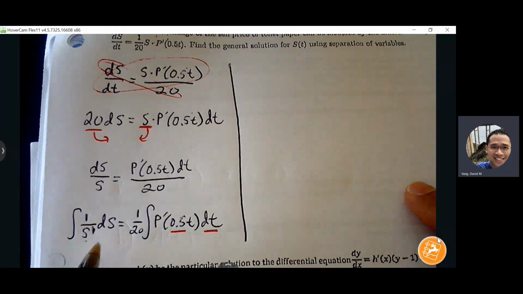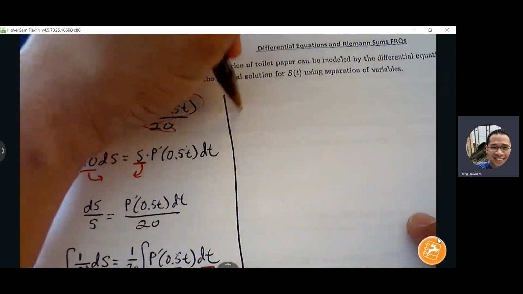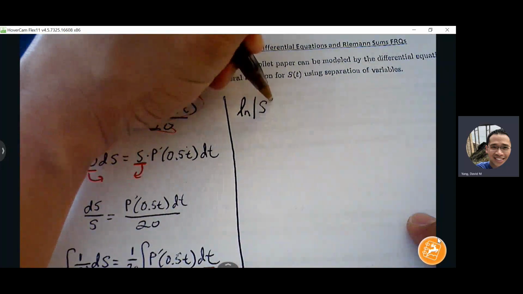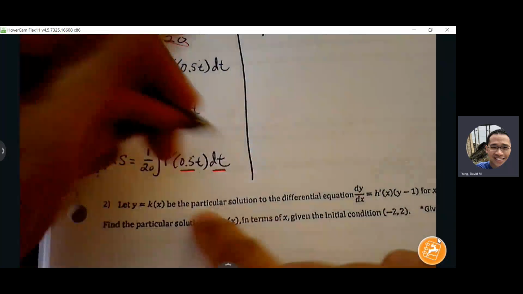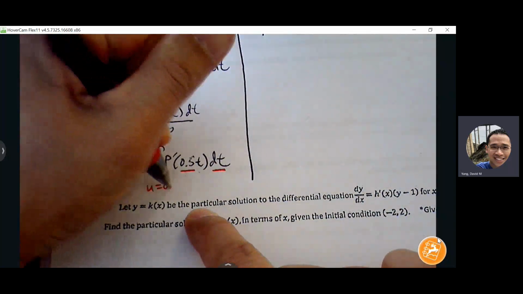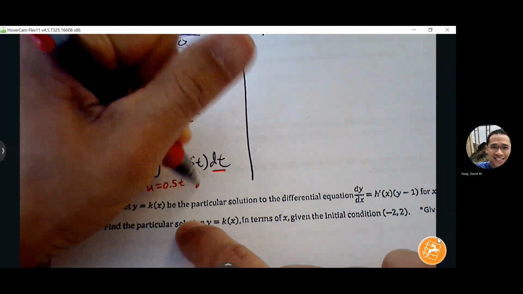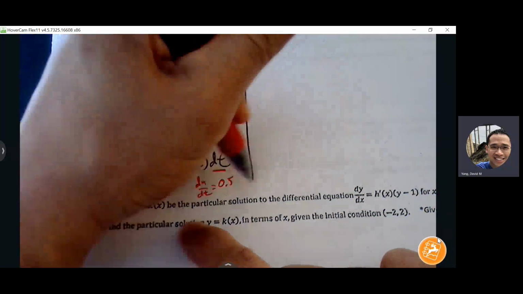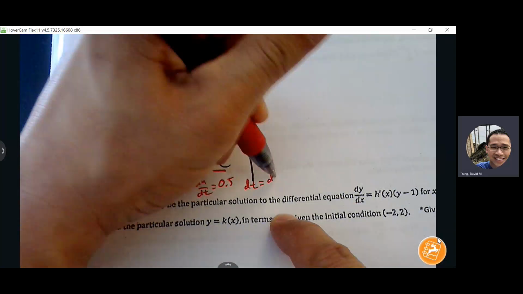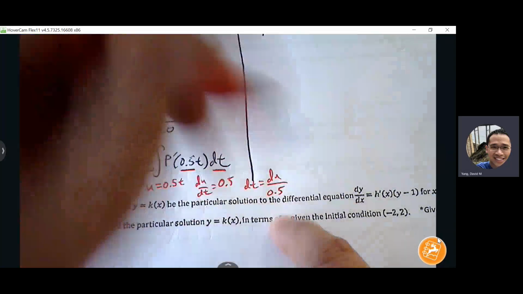Okay, so 1/u du becomes natural log absolute value of u. So natural log absolute value of s. Right, this side, we're going to go through U substitution here. My U value is 0.5t. du dt is 0.5. dt equals du over 0.5.